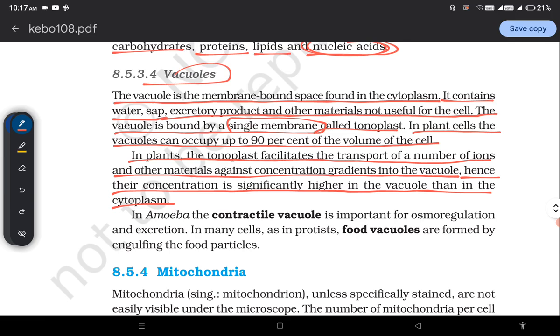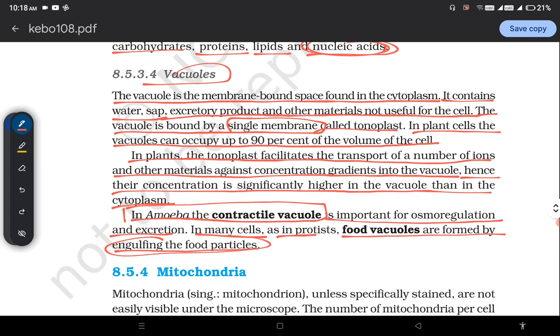Concentration higher कहाँ होता है, vacuoles में than in the cytoplasm. In amoeba, the contractile vacuole. amoeba में क्या होता था, contractile vacuole is important for osmoregulation and excretion. In many cells as in protista, food vacuoles are formed by the inclusion of the food particle.